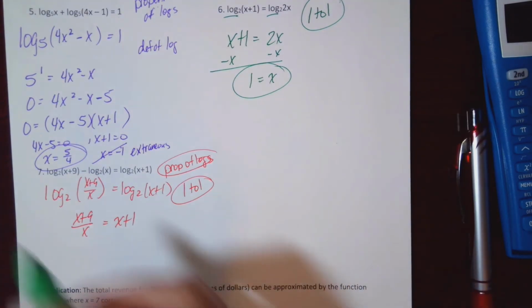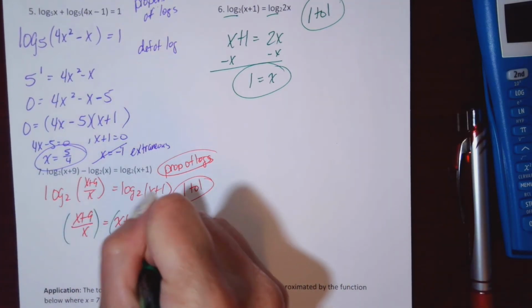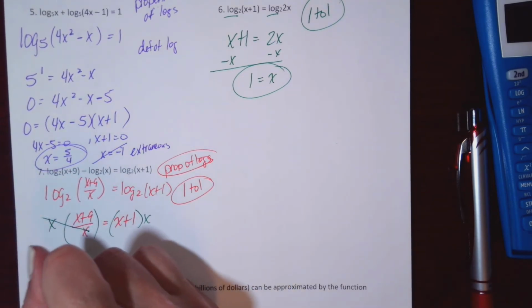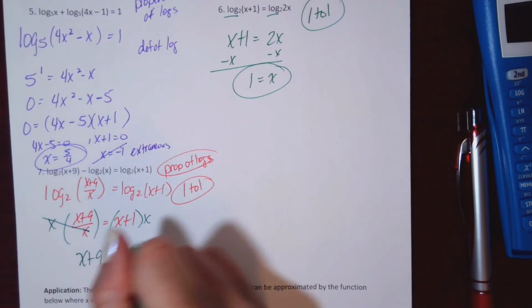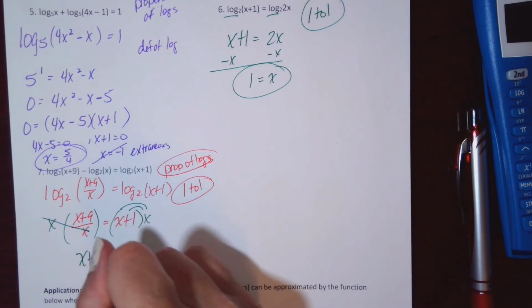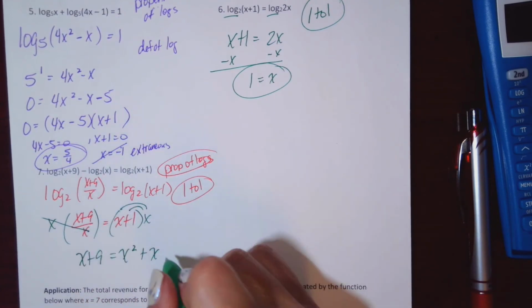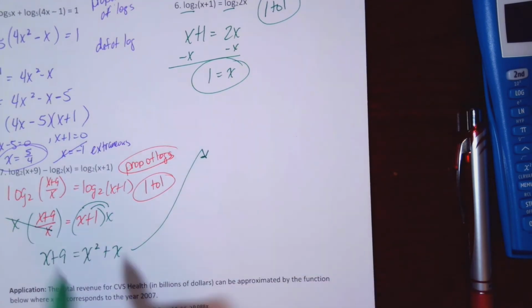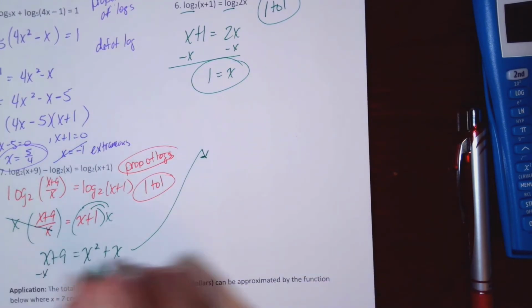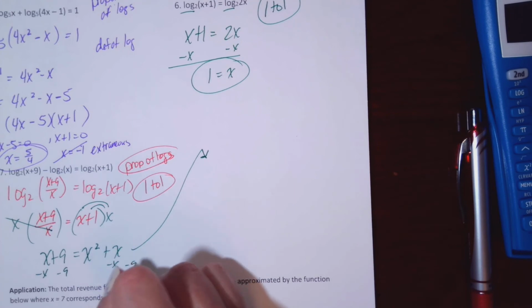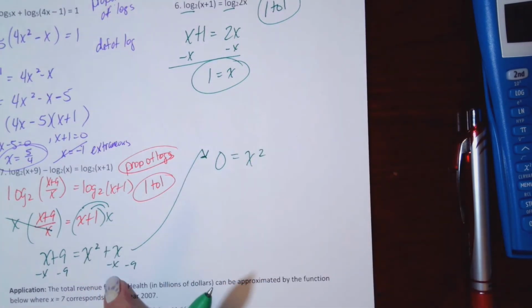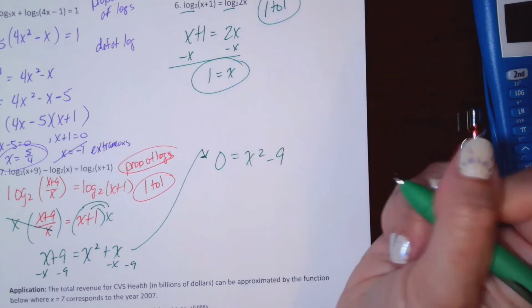Remember, our go-to move here is to multiply both sides by the denominator. On the left, x over x is just 1, so it leaves me with x plus 9. On the right, I need to distribute that, so I have x squared plus x. Now this is quadratic, so I need to set it equal to 0 by moving these values over to the other side. So 0 equals x squared, x minus x is 0, minus 9.